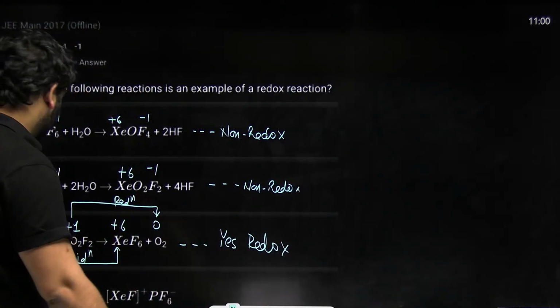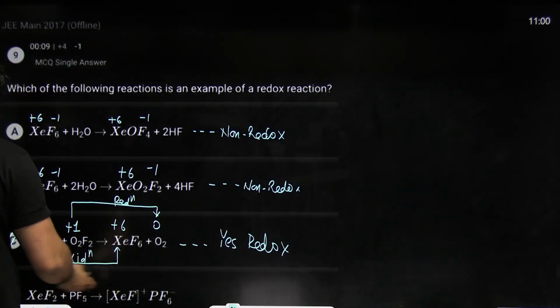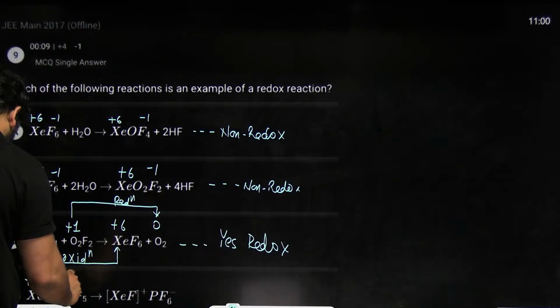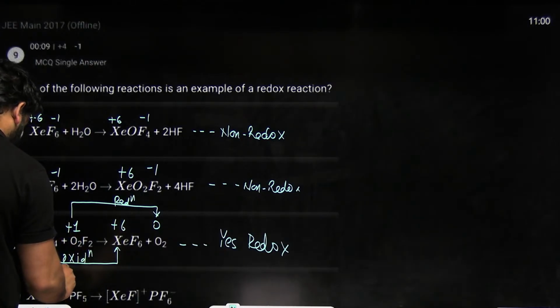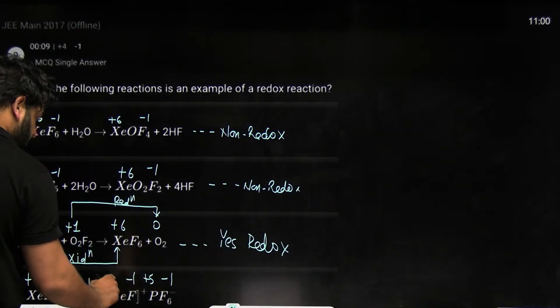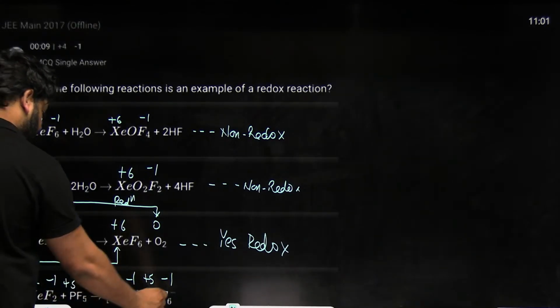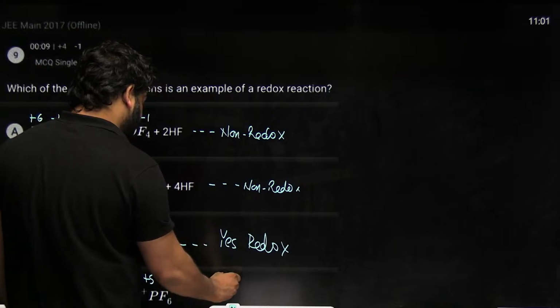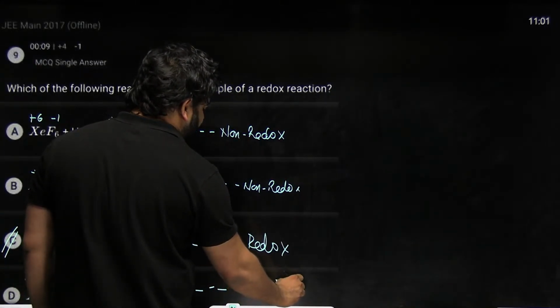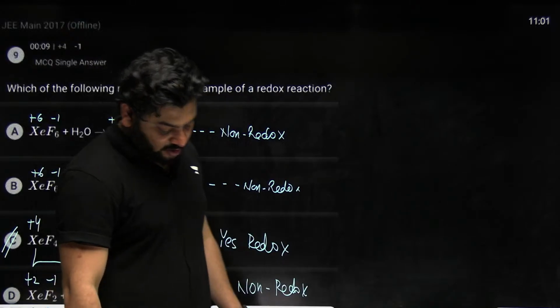C is the correct answer. Check about this example also. It's +2 and it is in +5 oxidation state. Fluorine is -1. So this is also non-redox. Wherever there is no change in oxidation state, there is no oxidation, there is no reduction. Such kinds of reactions are non-redox reactions.